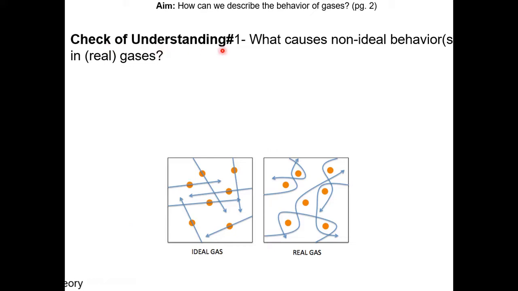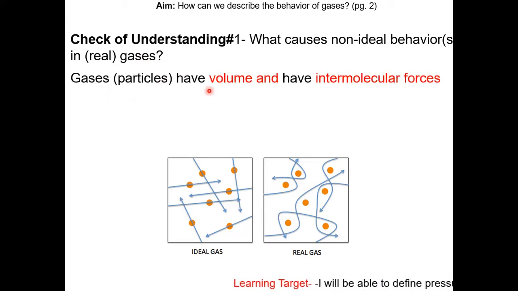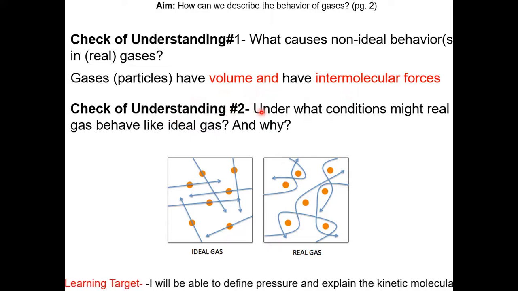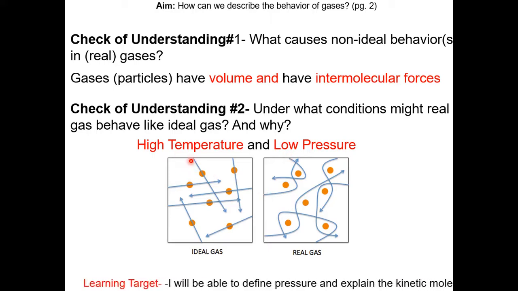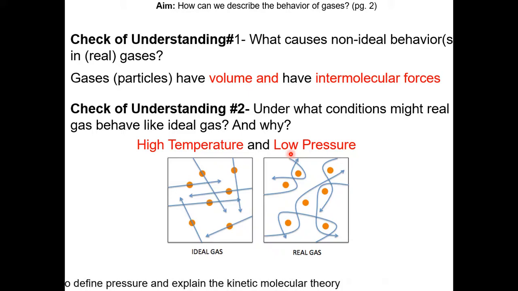Check of understanding number 1. What causes non-ideal behaviors in real gases? The particles of real gases have volume and intramolecular forces. Check of understanding number 2. Under what conditions might a real gas behave like an ideal gas, and why? Under high temperature and low pressure. You have to memorize this for the Regents exam. So why, under high temperature and low pressure, might a real gas behave like an ideal gas?